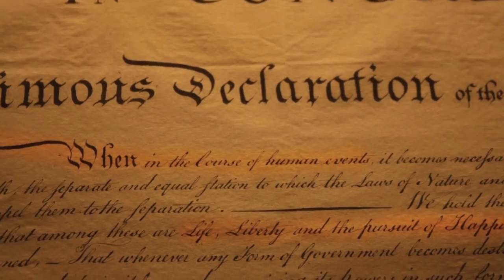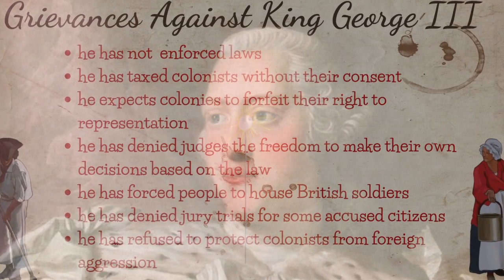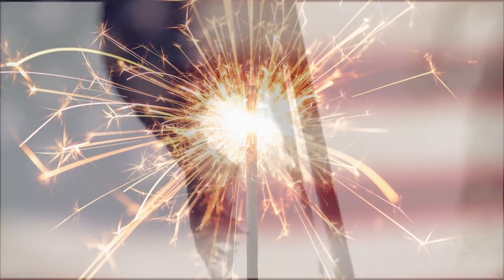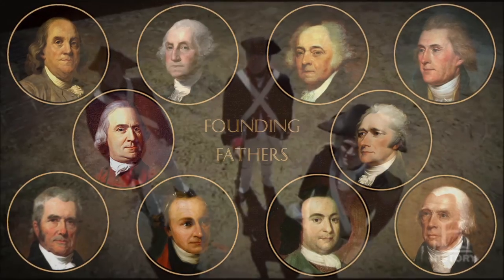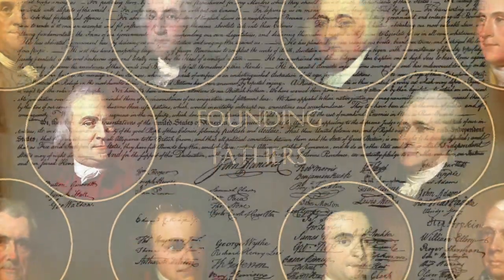It has 5 major sections: the introduction, preamble, the 27 grievances against King George III, the denunciation of England as the mother nation, and a conclusion of support from the signers with their lives, fortunes, and sacred honor.